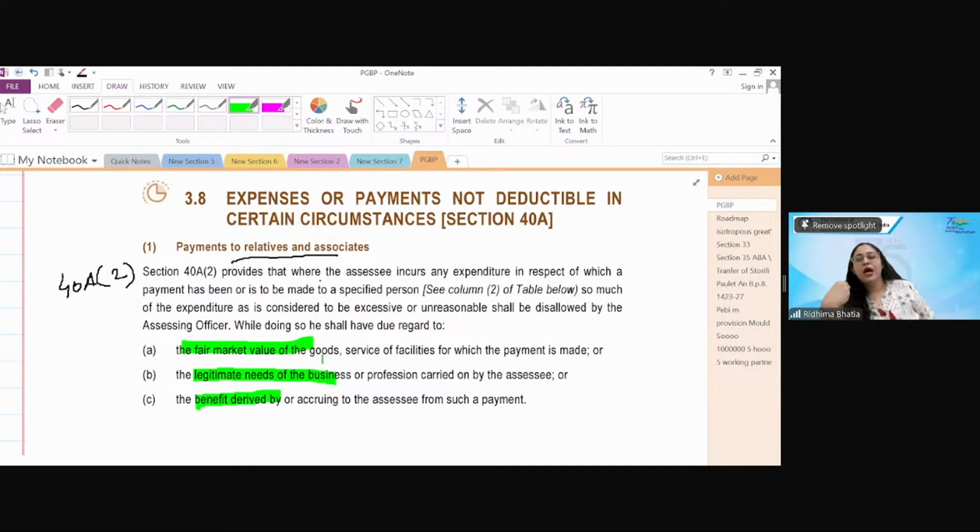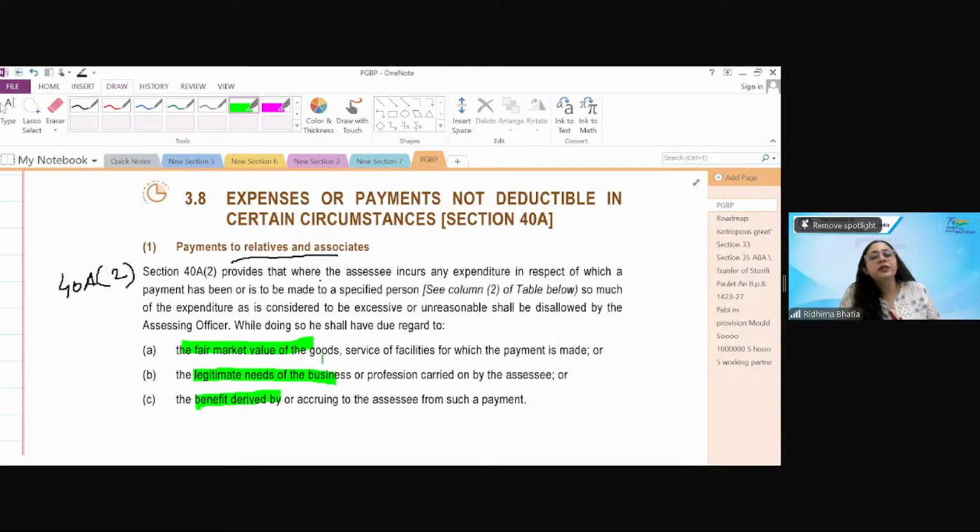Let me give an example of legitimate need. I am into the textile business. Now in textiles, what are the purchases? The cotton, the silk, or all these things. But I have shown the purchase of furniture as an expenditure, just as a business expenditure. That is not right, because it can be a depreciable thing, a capital expenditure, but furniture as a raw material is not required anyway.